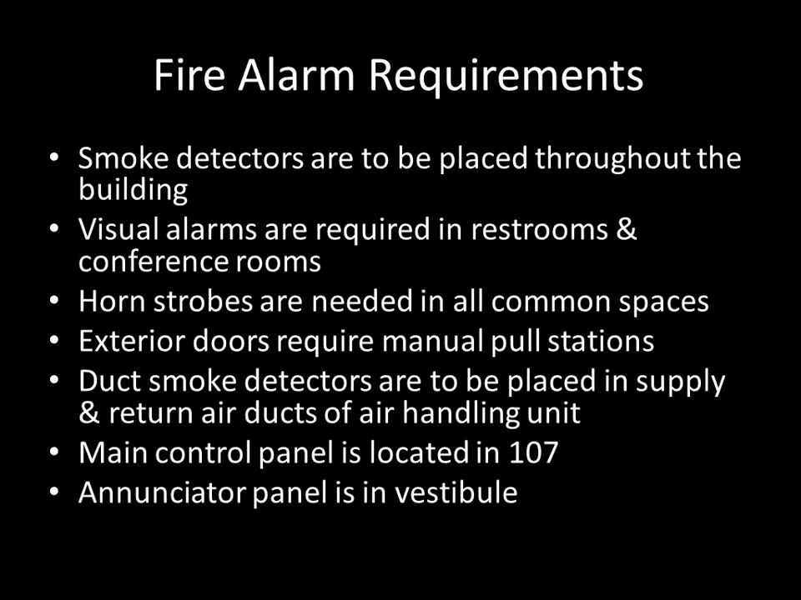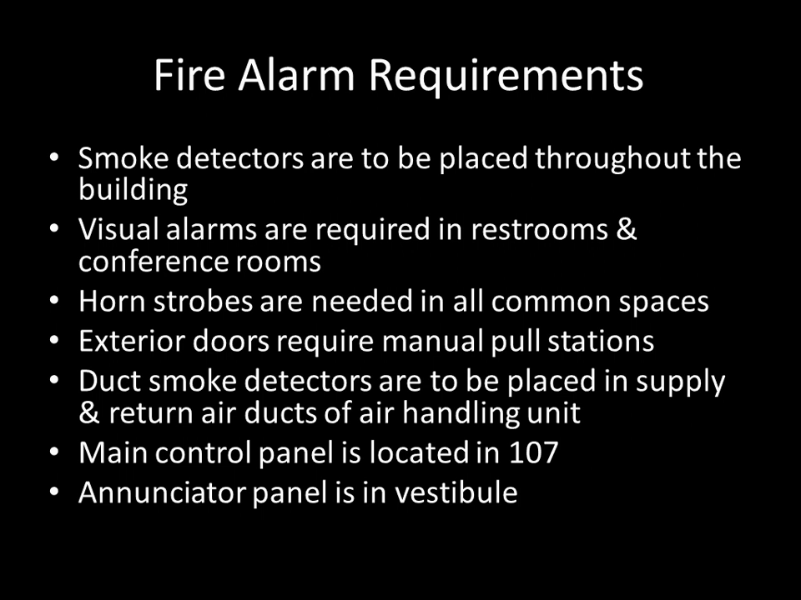They did want to have horn strobes throughout all the common areas in the building. They wanted to have smoke detectors throughout the building, so they're getting all that covered for safety purposes. They wanted visual alarms specifically, just visual alarms in the restrooms and the conference rooms. Duct smoke detectors to be placed in the supply units and the exit units of the air handling supply. The exterior doors would need to have a pull station nearby them. We would have the concealed panel in the vestibule, probably not true for the security keypad, would be my guess. At least that's where I put it in mine. And that the main control panel would be in 107 as well.